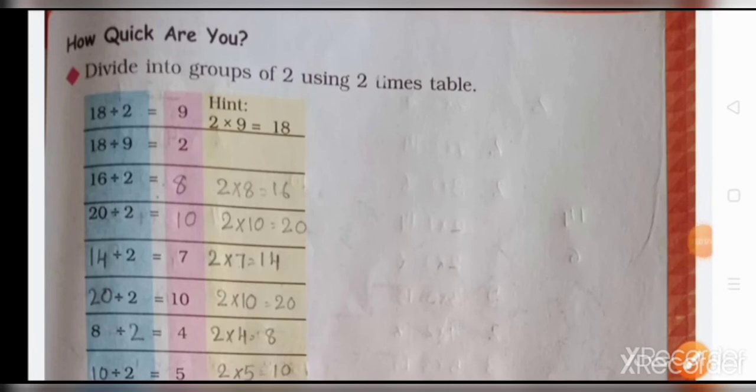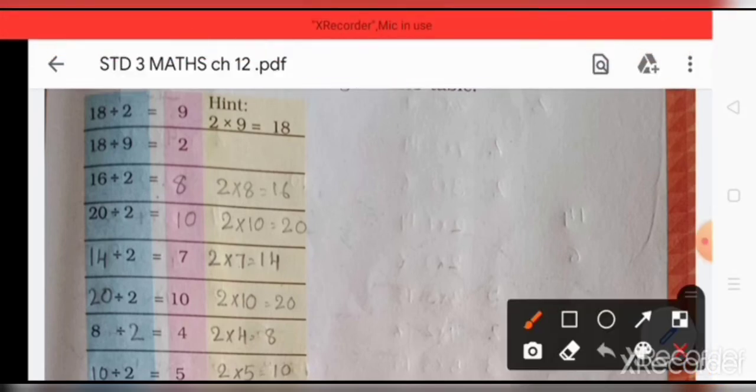Divide into groups of 2 using 2 times table. Here 18 divided by 2 is equal to 9. That means 2 9s are 18. 16 divided by 2 is equal to 8. That means 2 8s are 16. 20 divided by 2 is equal to 10. That means 2 10s are 20. 14 divided by 2 is equal to 7. That means 2 7s are 14.